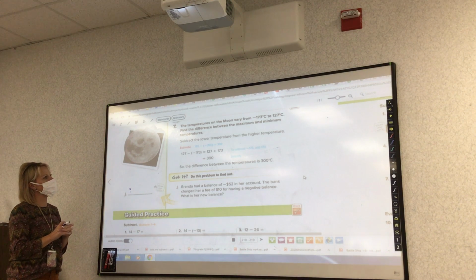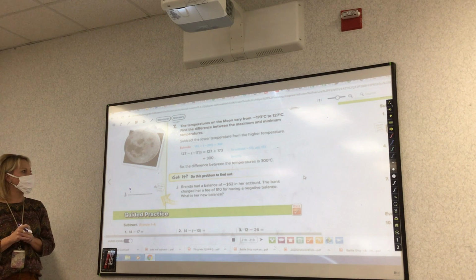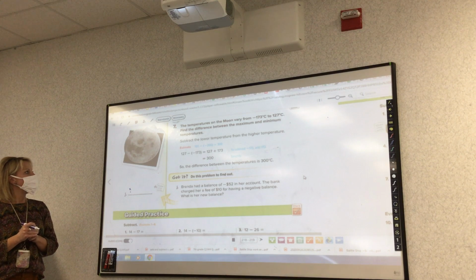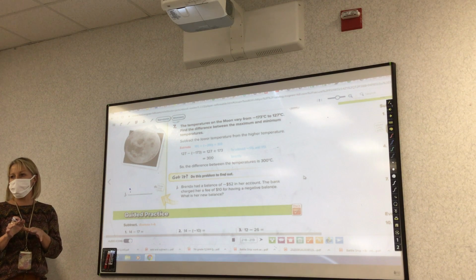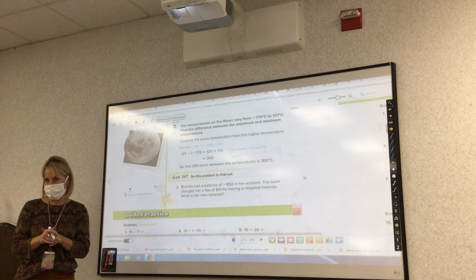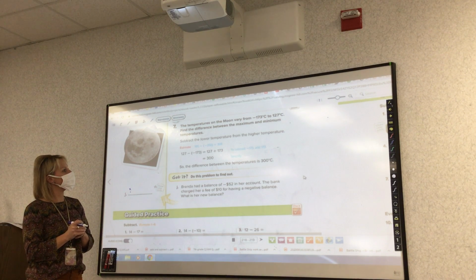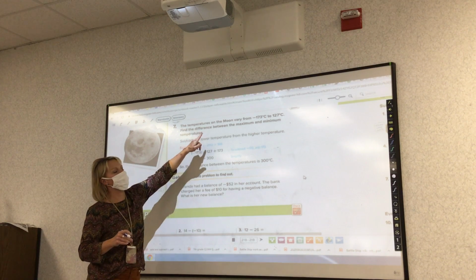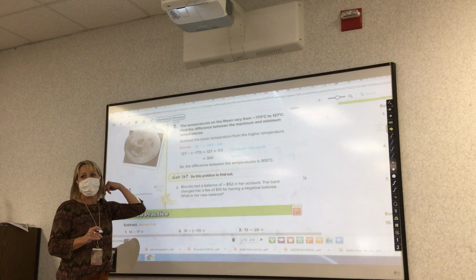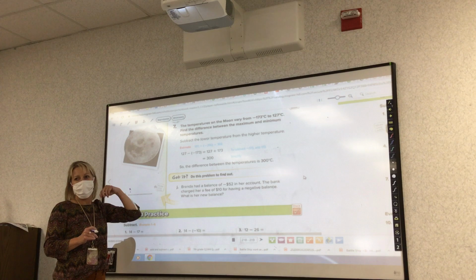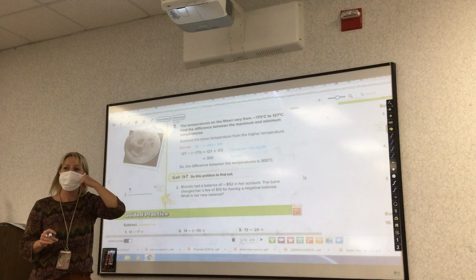So number 7 says the temperatures on the moon vary from a negative 173 degrees to 127 degrees Celsius. Find the difference between the maximum and minimum temperatures. What are my clue words that I need to circle? There's more than one. Holly, what's one? Lower and higher. Good. But that wasn't in the story problem. I want to look at the story problem. There's words that do mean something like that.